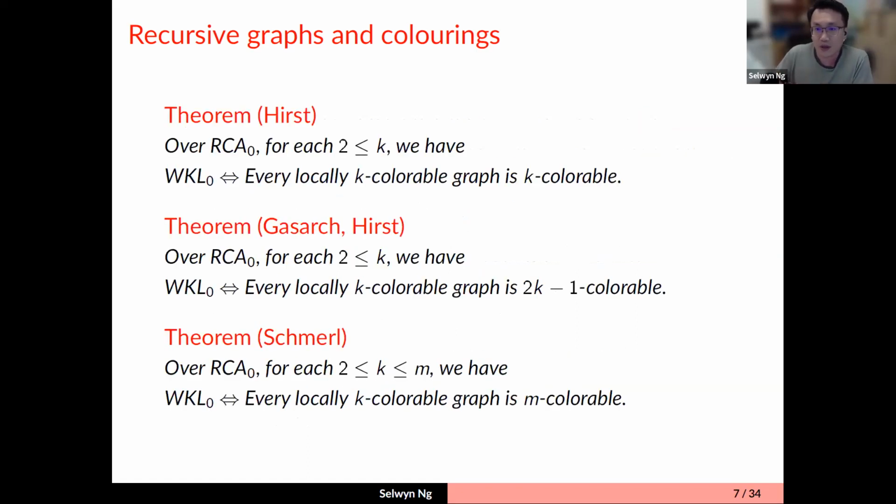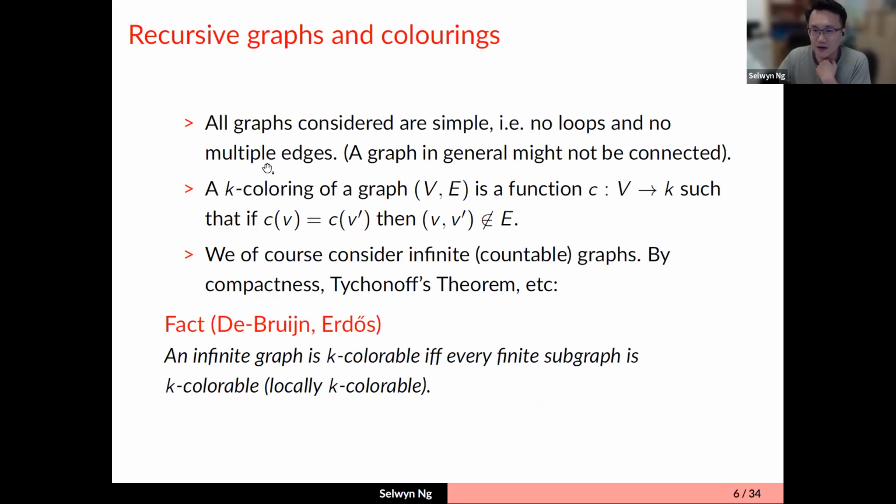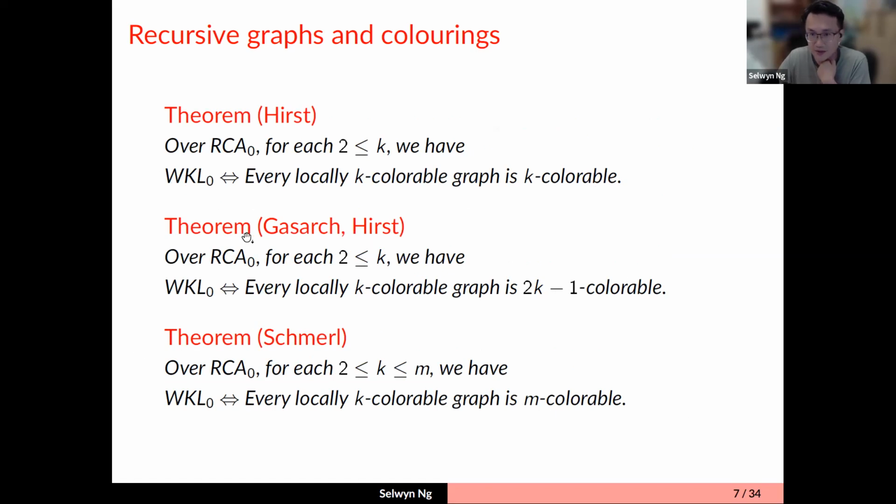Okay, so I'm just going to quickly mention some related work in the literature. Hirst, I believe in his thesis, showed that the theorem over here was actually equivalent to WKL, and this was improved subsequently with work by Gasarch and later by Schmerl to relax the parameter here. Originally we have k and k here, then you can actually have k and 2k minus 1, and then k and any subsequent larger m. So of course, it's much harder to reverse if k and m here are far apart.